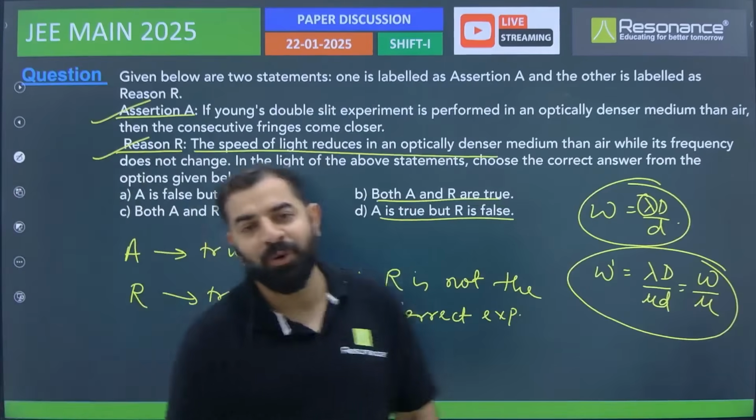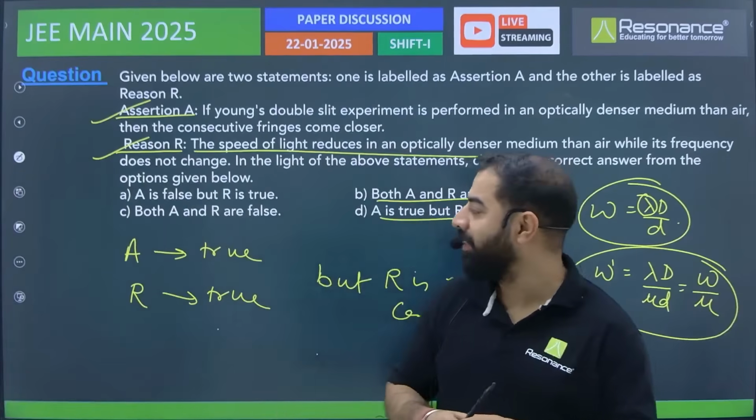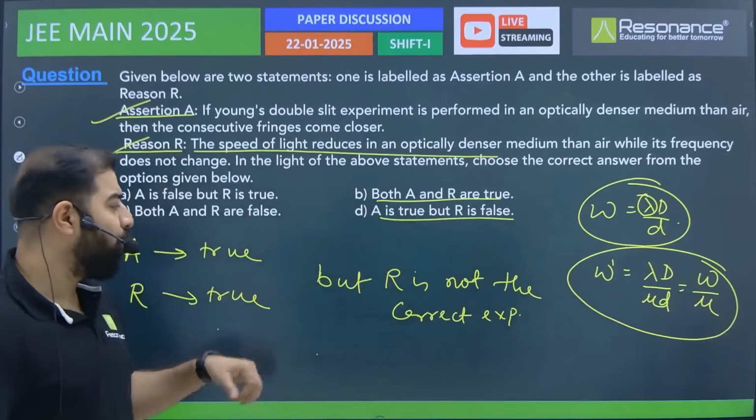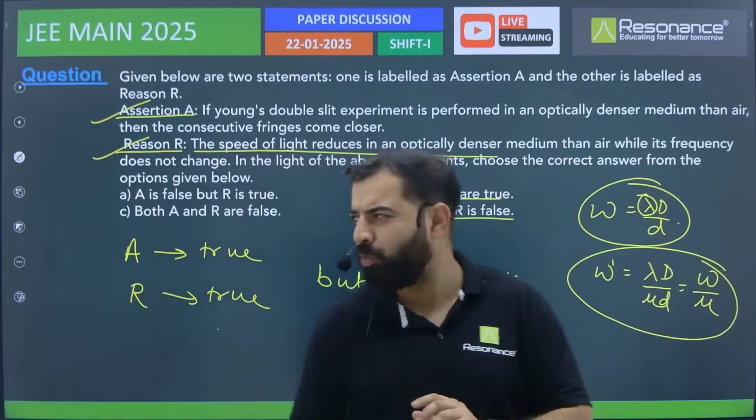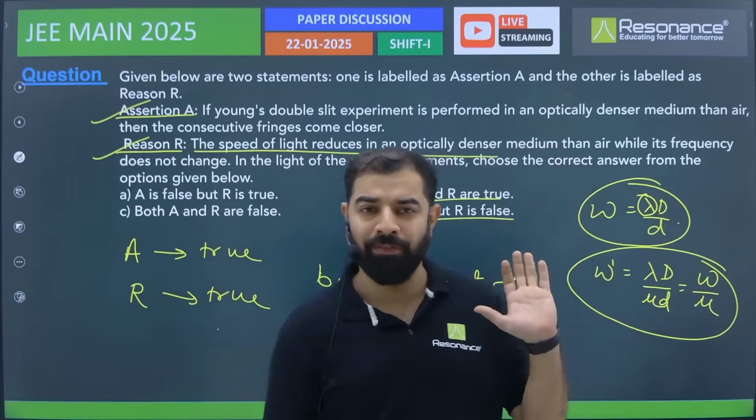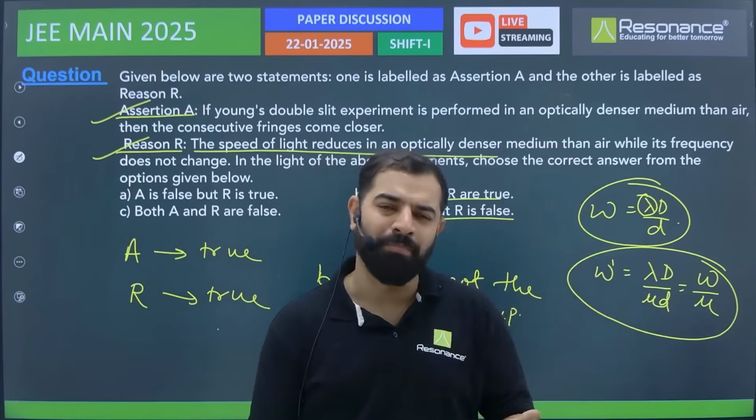Okay. So I hope we have understood this problem, right? So A and B both are true, but this reason is not the correct reason for the assertion. So maybe option B can be one of the answers if these are the options given. As I said, it's memory based, right?